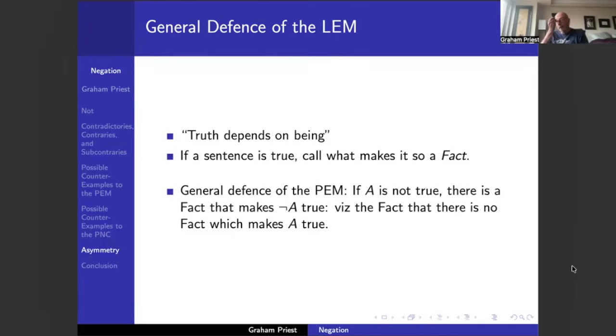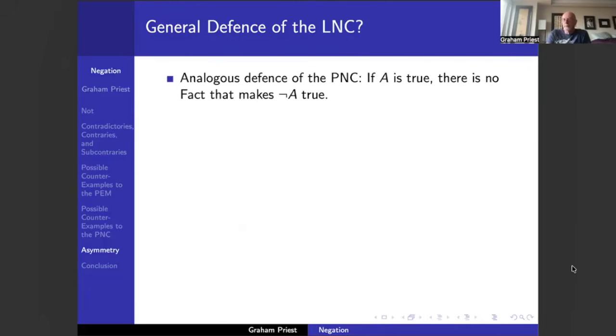Well, that argument is contentious, but at least it's a very plausible move that you might want to make in defense of excluded middle. All right, what about non-contradiction? Suppose you tried to give a corresponding defense of that. How would it go? Well, it would be something like this. If A is true, then there's no fact that makes not A true. That will be the kind of dual argument. That's not such a great argument.